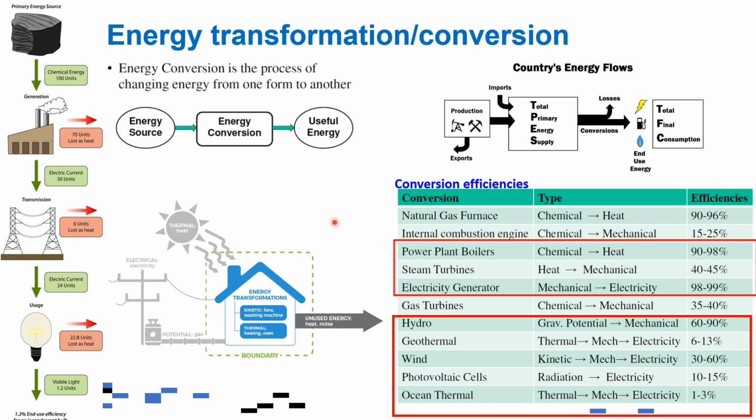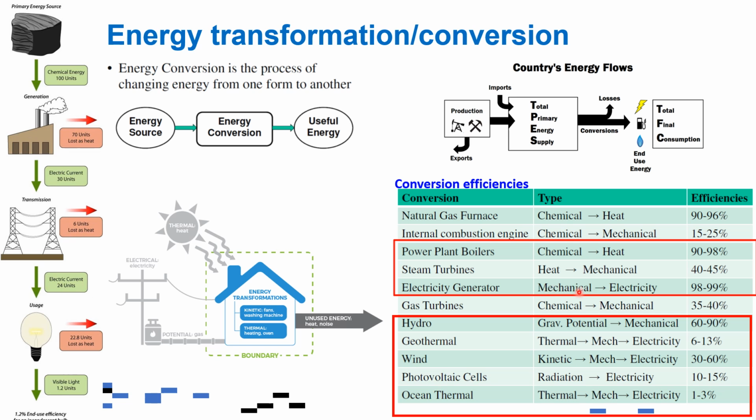So the same way, there are conversion efficiencies for different kinds or different types of energy technologies. So in this case, for example, in power plant steam turbines, from chemical fuel transformed into heat, the efficiency is around 90 to 98%. So it's pretty high efficiency.